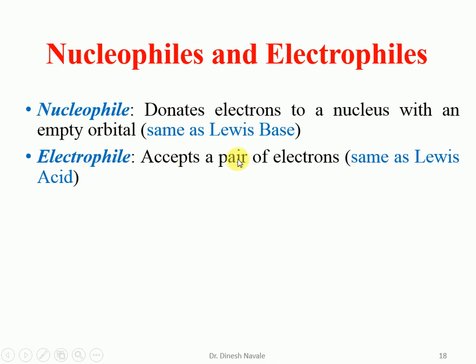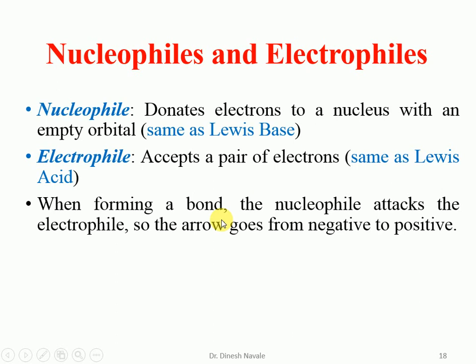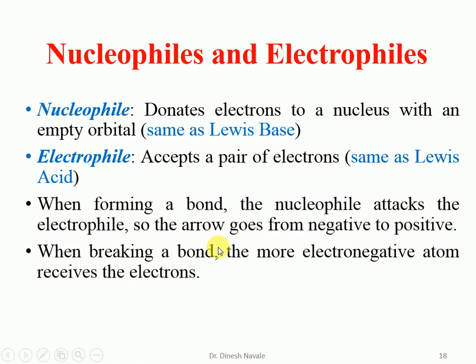An electrophile can accept a pair of electrons, same as a Lewis acid. When forming a bond, the nucleophile attacks the electrophile, so the arrow goes from negative to positive, that means from the nucleophile to the electrophile. When breaking a bond, the more electronegative atom receives the electron.